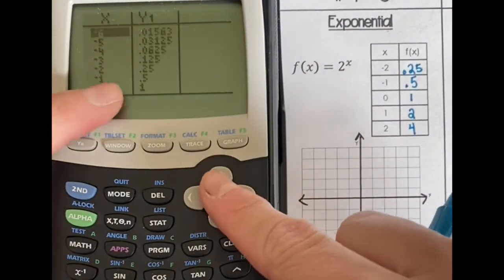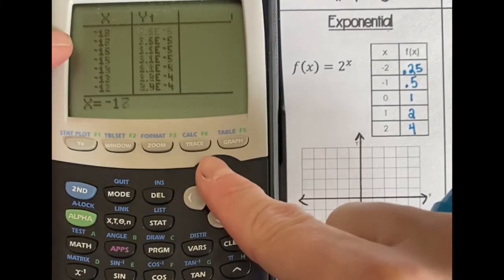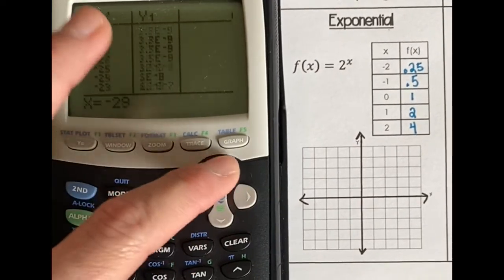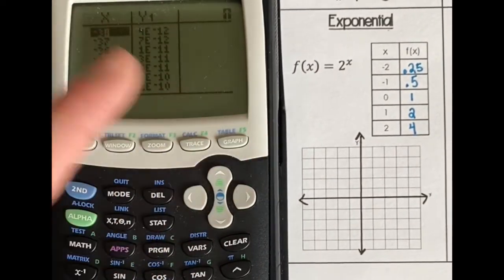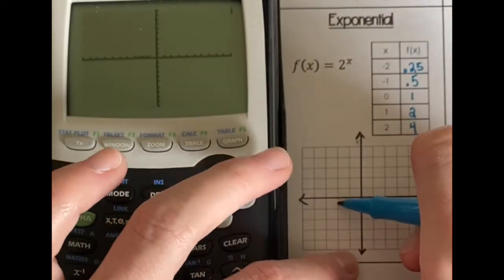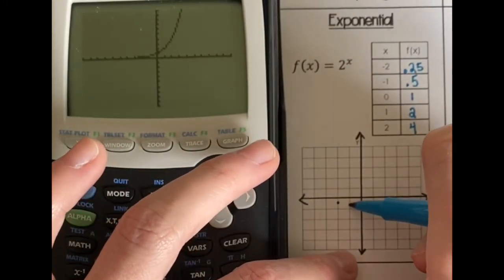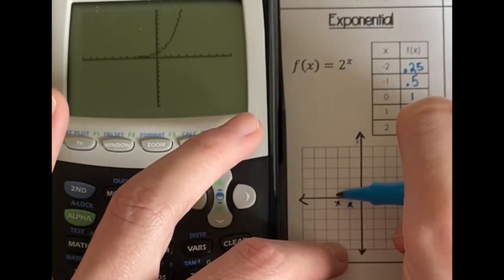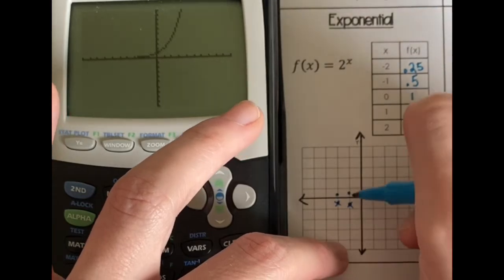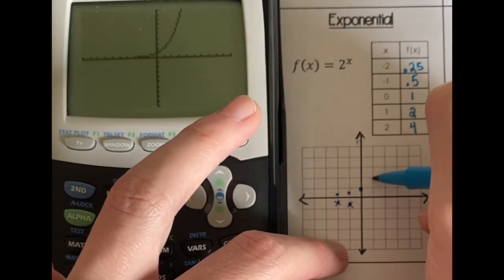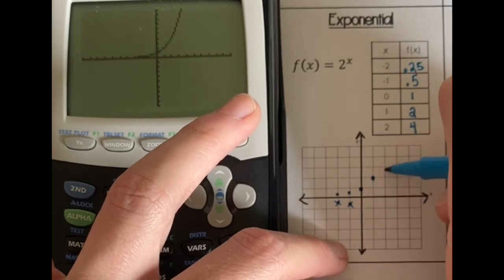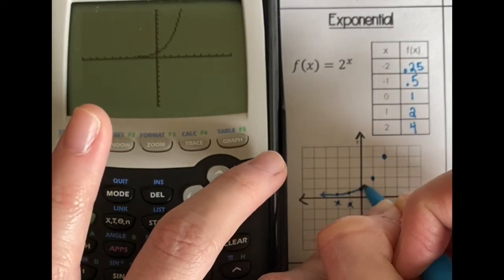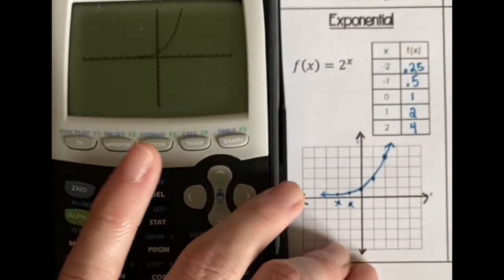So now if I keep going down to my negatives, the numbers keep getting smaller and smaller and smaller. But one thing that we know is that it's never going to hit 0. As small as we go, it will never actually hit 0. So when we graph this here, I'm sorry, those are wrong. So it's -2, 0.25, -1, 0.5, 0, 1, 1, 2, and 2, 4. So notice it keeps getting closer and closer, but never actually hits that point of 0.